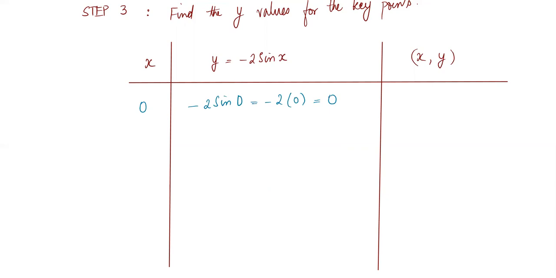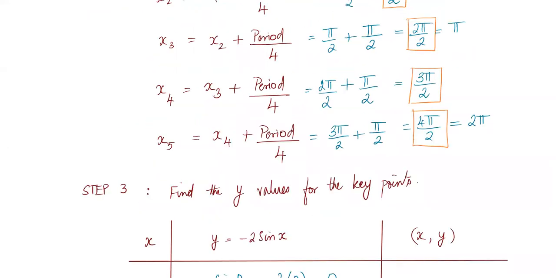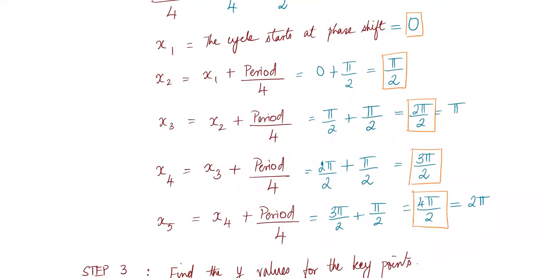Now look at our x values. If you come back here, if you use the reduced version, you're actually looking at your key 5 points, right? 0, pi over 2, pi, 3 pi over 2, 2 pi.